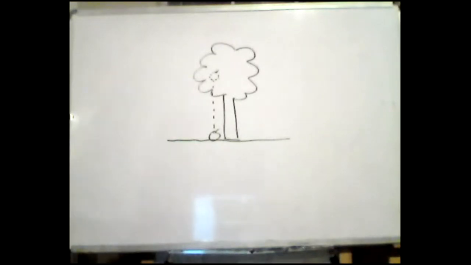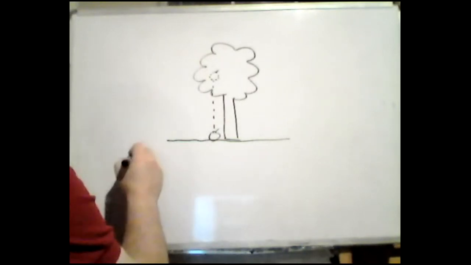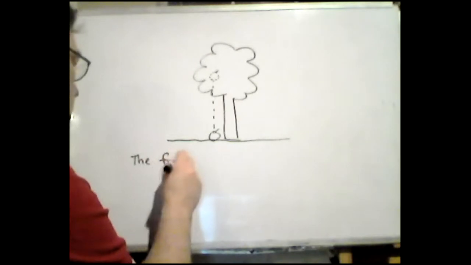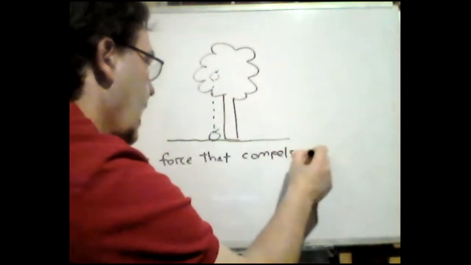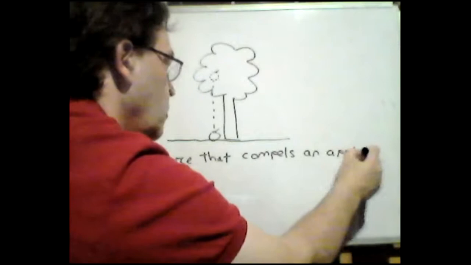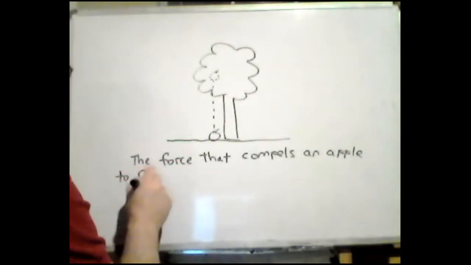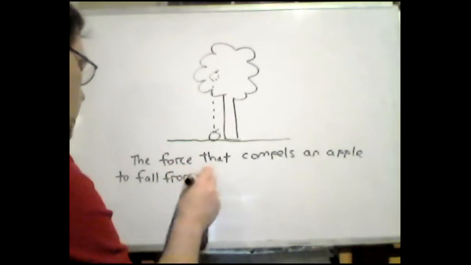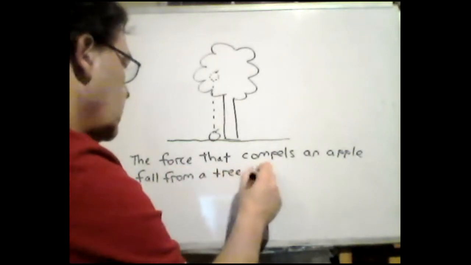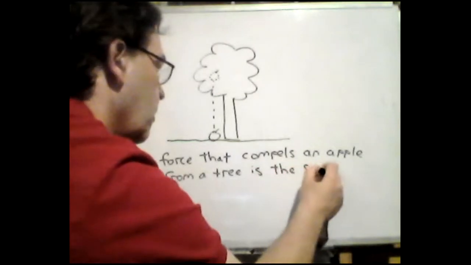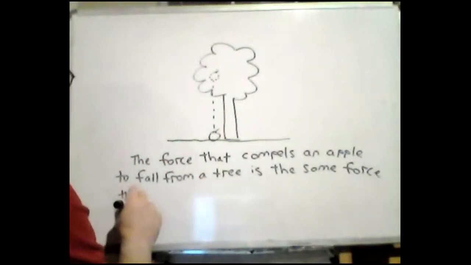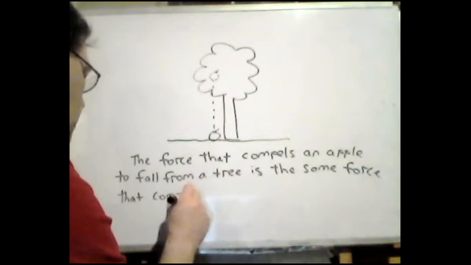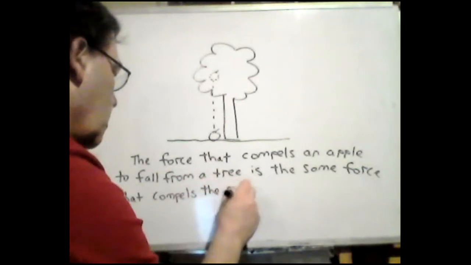And he understood, because he had incredible physical intuition. He basically said, the force that compels an apple to fall from a tree is the same force that compels the moon to orbit the earth.